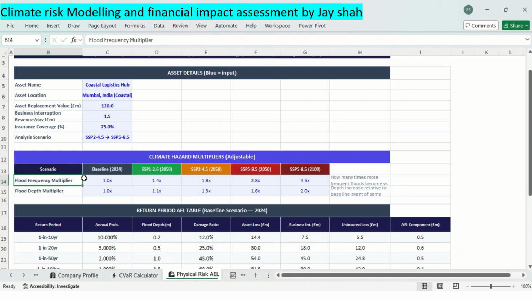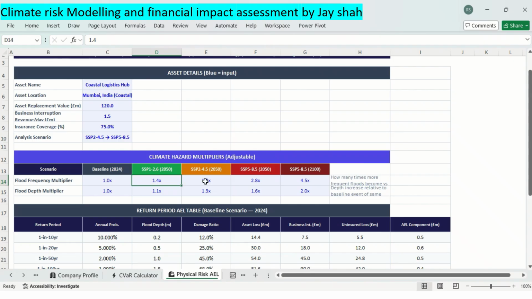Here is the flood frequency multiplier for SSP1-2.6, SSP2-4.5, and SSP5-8.5. What it means is that for SSP1-2.6, floods occur 1.4 times as often versus baseline. So a current 1 in 100 year event effectively becomes a 1 in 71 year event. That is SSP1-2.6.